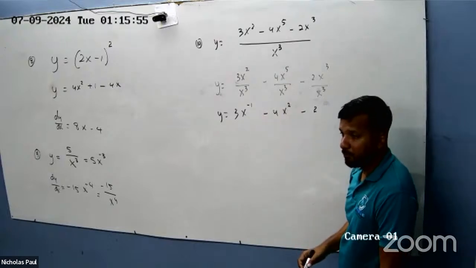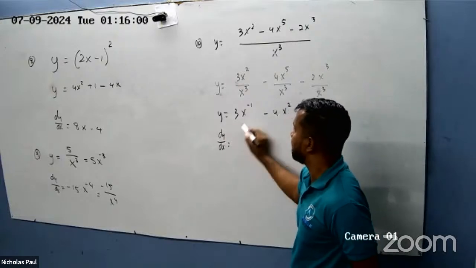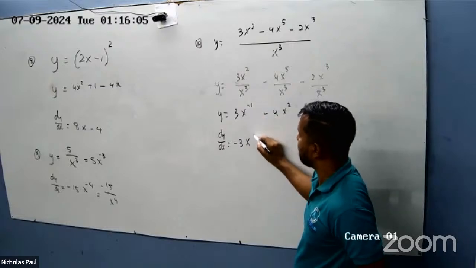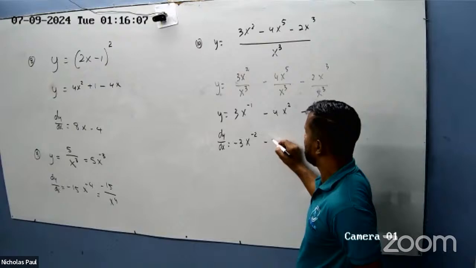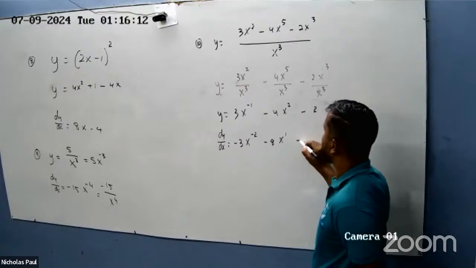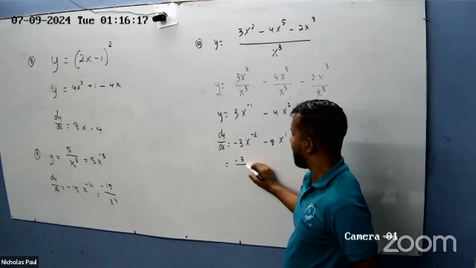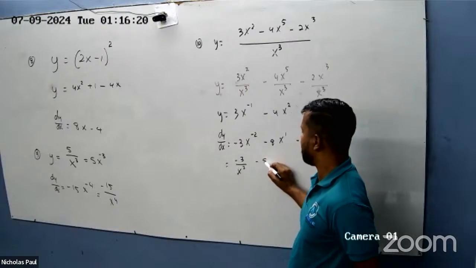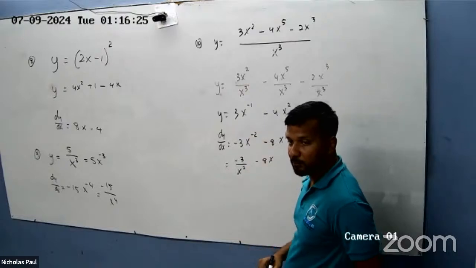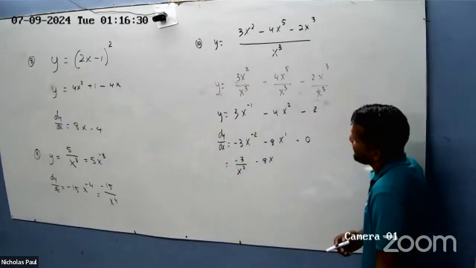So now we differentiate dy/dx. Bring down the power: minus 1 times 3 is minus 3, and minus 1 is minus 2. Here, 2 times 4 is 8, minus 1 from the power. The derivative of this is 0. So, final answer, minus 3 over x squared minus 8x. You're in the habit of putting it back like this, right? That's okay?